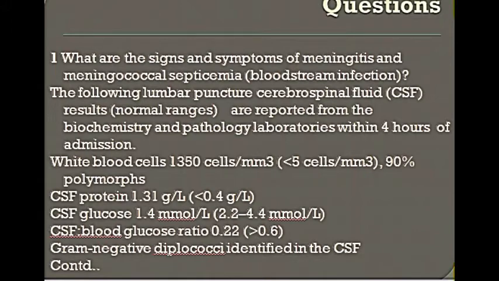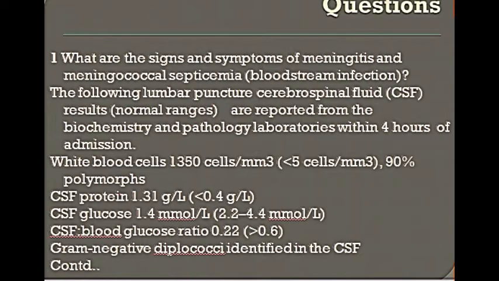However, lymphocytes predominate in tuberculosis, viral and cryptococcal meningitis, as well as early or partially treated bacterial meningitis. Polymorphonuclear leukocytes, that is immature and mature neutrophils, are usually predominantly present in bacterial meningitis.